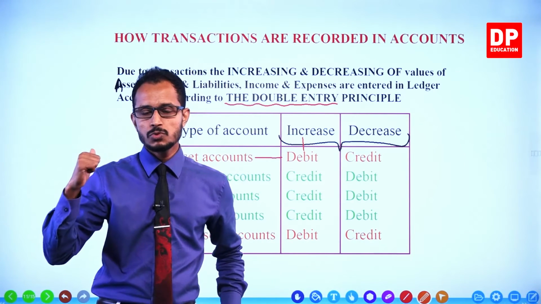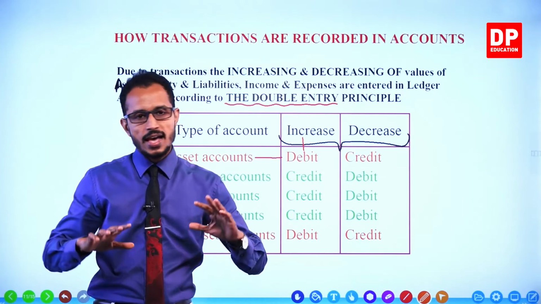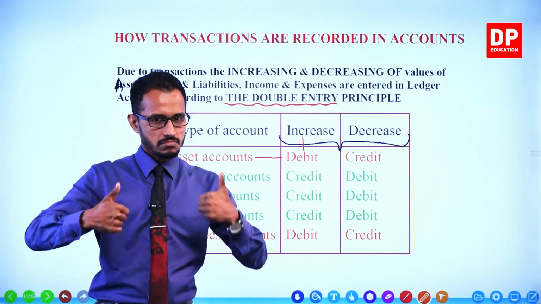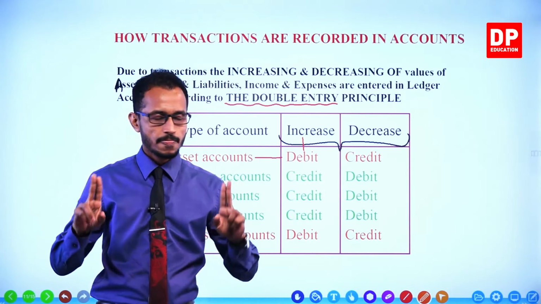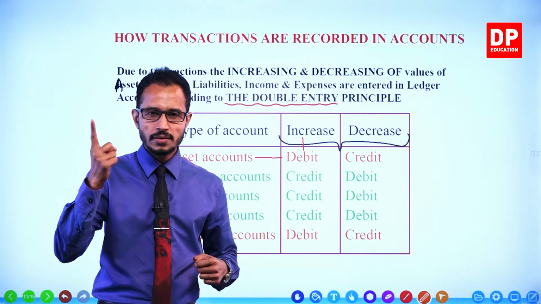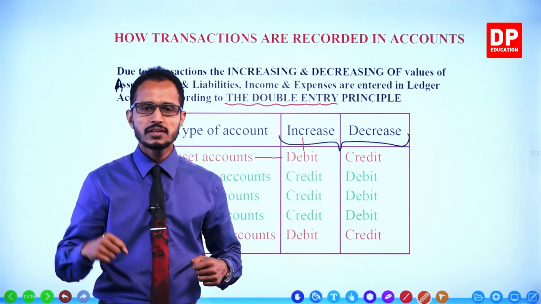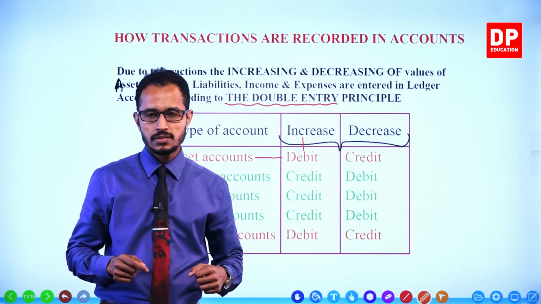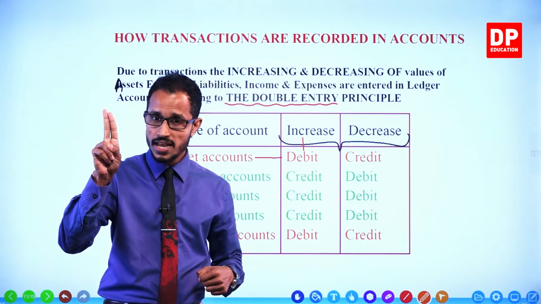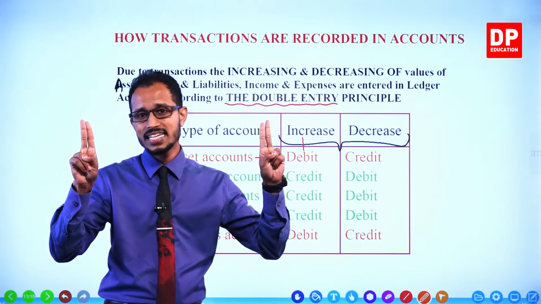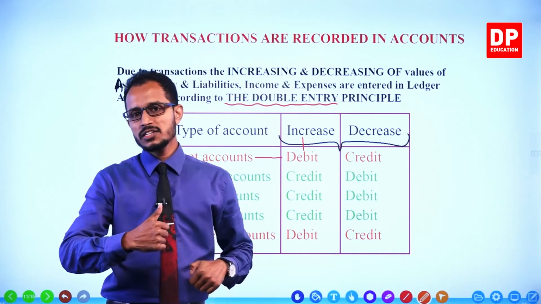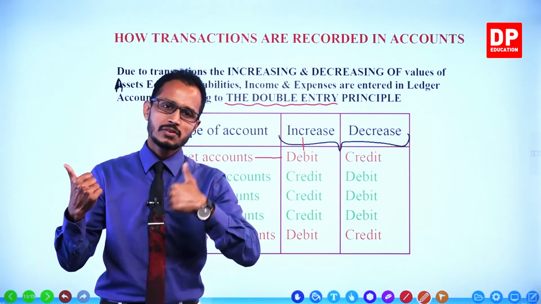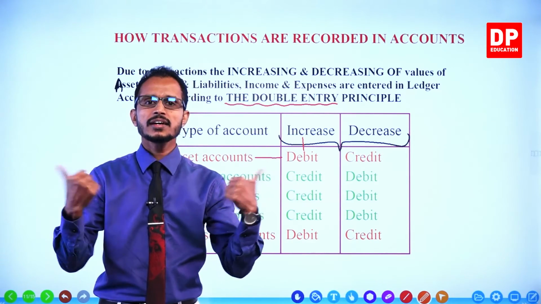You can't just put one debit entry and think that the transaction is recorded. If one entry is on the debit side, there must be another entry on the credit side. Okay, that's how you record the double entries. That is the meaning of double entry system. One entry should be entered in the debit side of an account and the same amount entry should go to the credit side of another account.